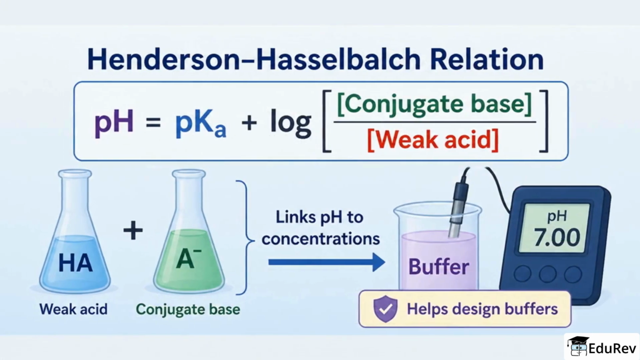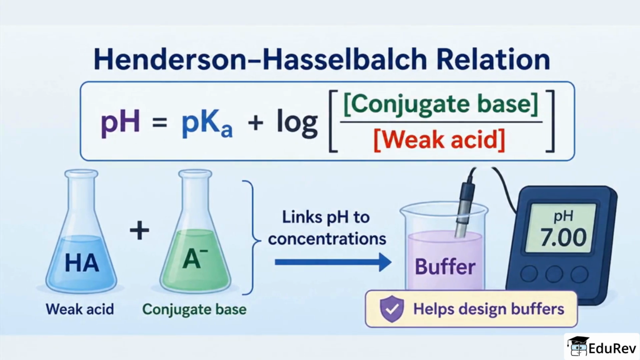The Henderson-Hasselbalch relation links pH to concentrations. pH equals pKa plus log of the quantity concentration of the conjugate base divided by concentration of the weak acid. And this helps design buffers.